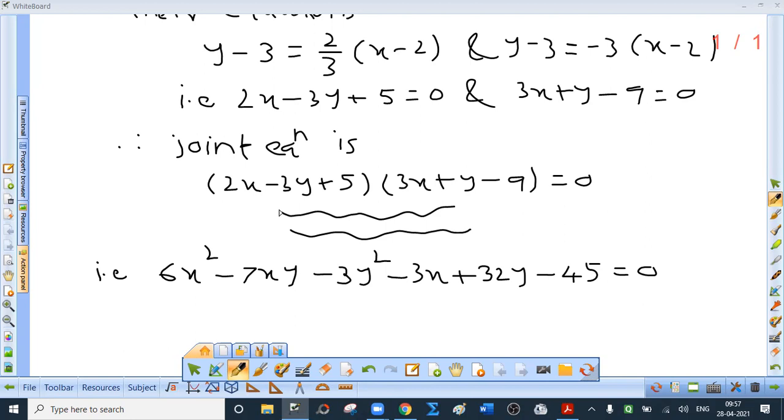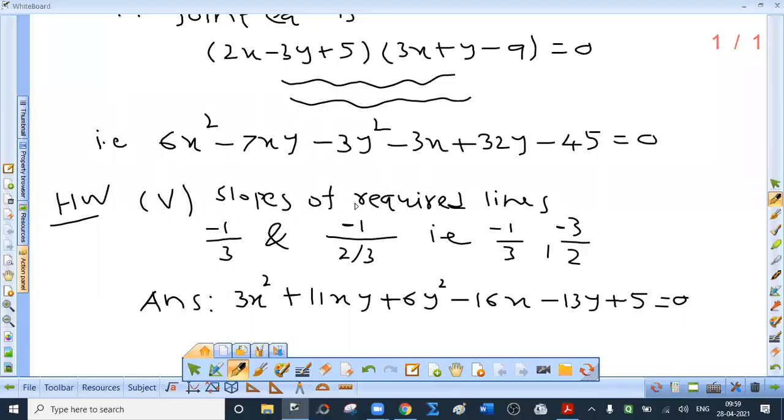But at least I will give the answer. See, slopes of the required lines will be what? Slope of the given first line is minus 1 by 3. Slope of the first required line will be the same because parallel lines have the same slope. Slope of the given second line is 2 by 3. Now required second line is perpendicular to it. So it is minus 1 upon 2 by 3. That is minus 3 by 2.